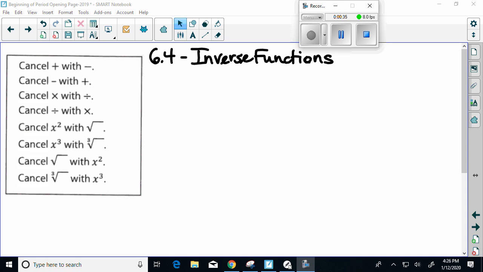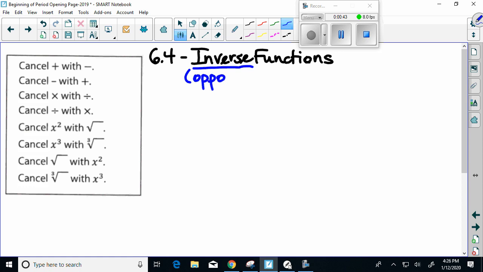To understand the concept of an inverse, we have to know what an inverse is. Simply put, an inverse means the opposite. You're doing the opposite of what was in the original function.